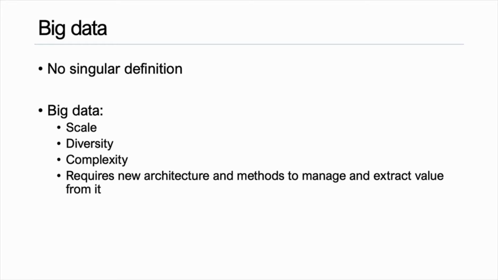So big data has no singular definition, and the definition for big data might change probably a decade from now. But big data refers to data that has immense scale, diversity, and complexity, and requires new architecture and methods in order to manage and extract value from the data. So as technology improves and catches up, what's considered big data today may not be considered big data, say, 10 years from now.